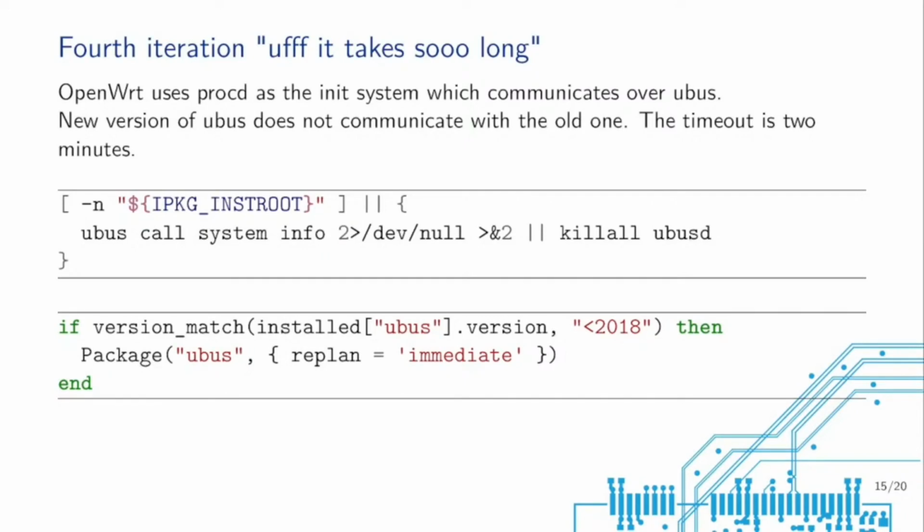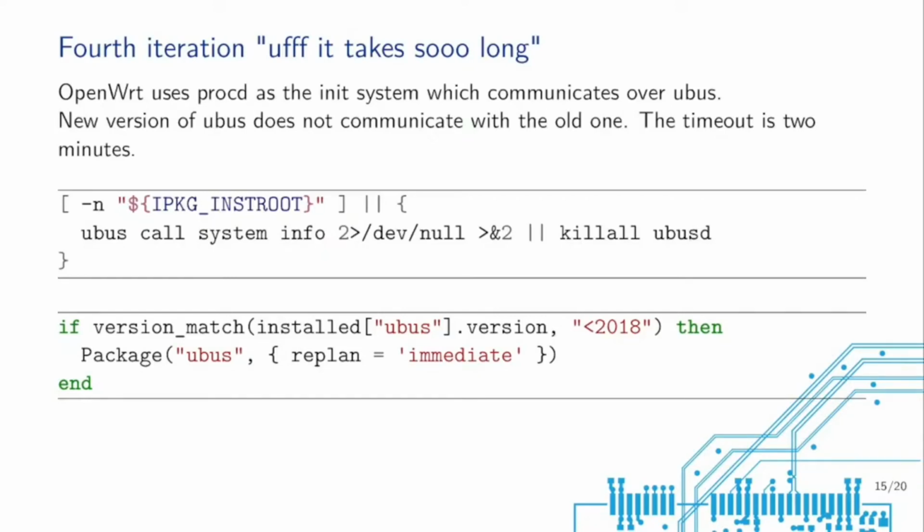This is pretty easy. We just add a script in the ubus package. I'll show you the first script I am presenting. Just try to call ubus call system info. It doesn't matter what it does, but if it fails, then consider it lost and kill the ubus daemon, which refreshes it, and we consider it restarted.